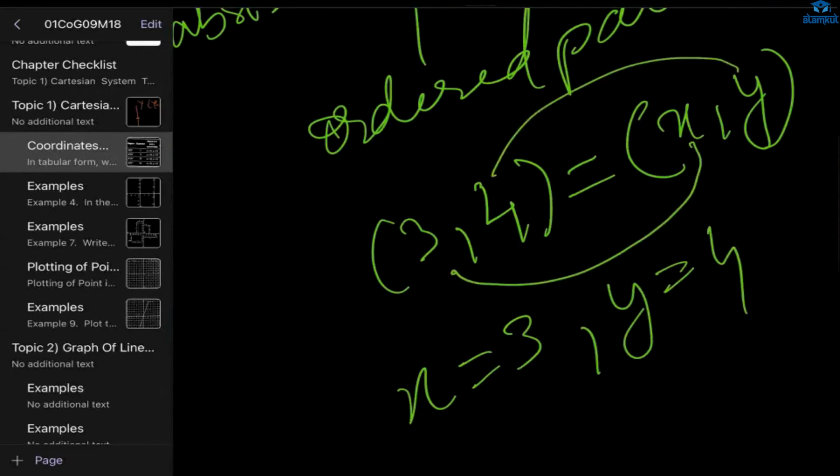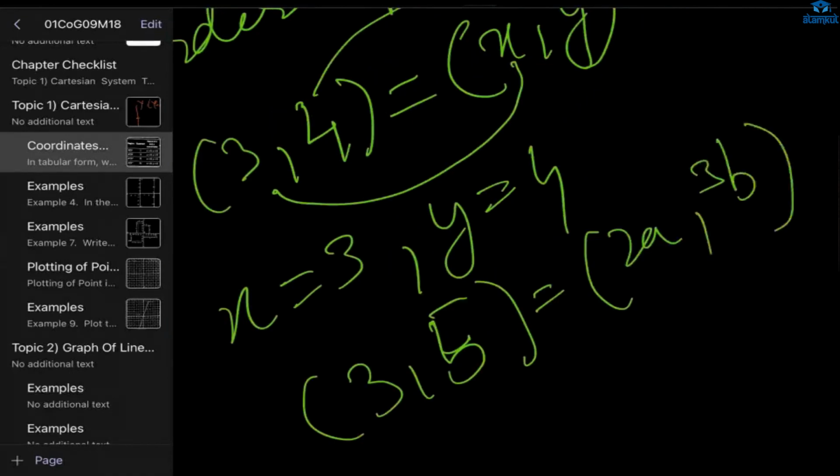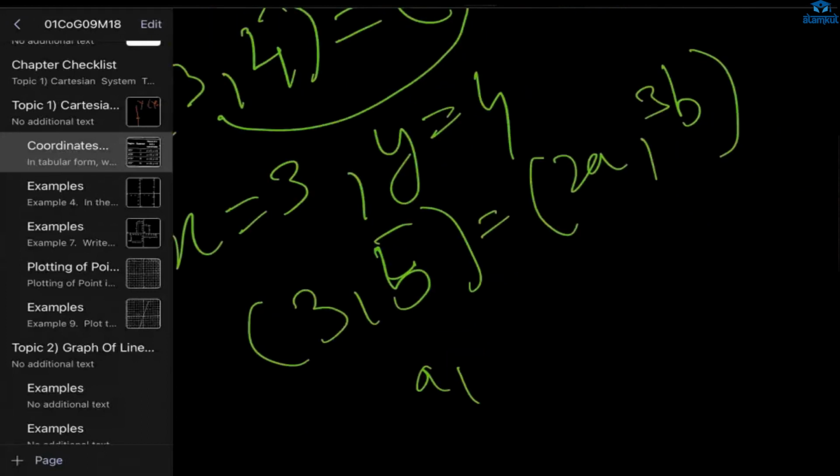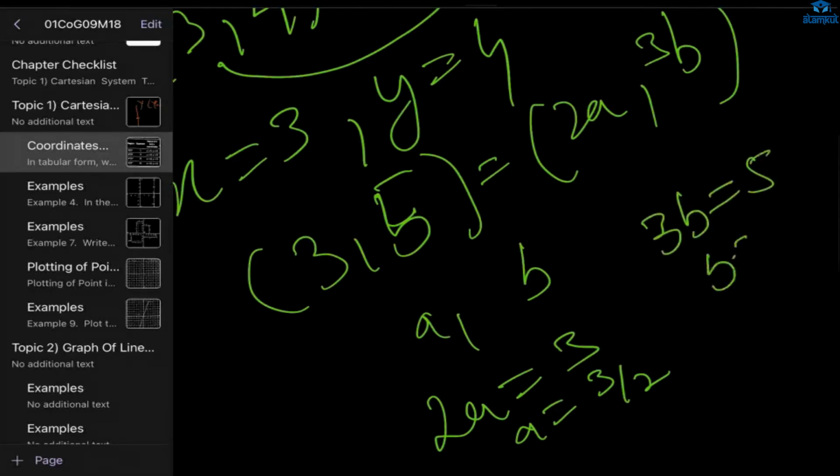For example, if I tell you (3, 5) = (2a, 3b), now can you tell me the value of a and b? A value 3 and B value 5. Are you sure, Shazam? A value will be 3? No, ma'am, I thought it's x and y. You just replace it with a and b. 2a will be equal to 3, so a value will be 3 by 2. And b: 3b equals 5, so b value will be 5 by 3.